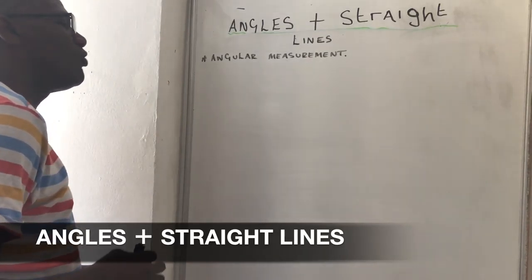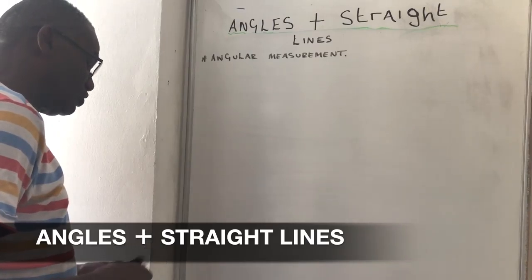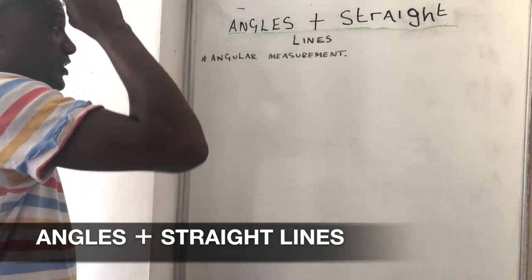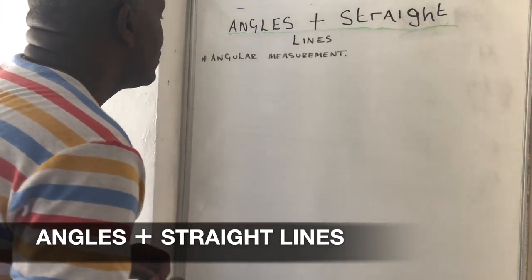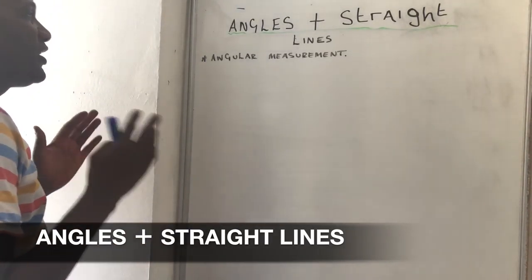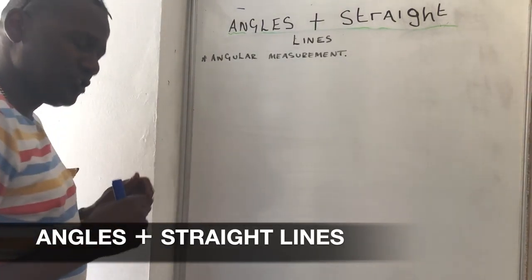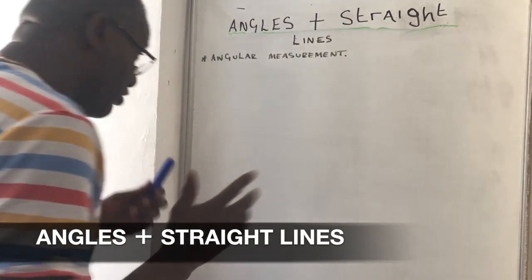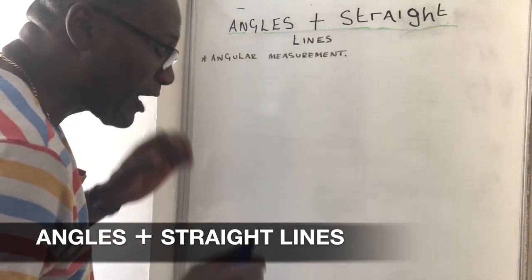This is something that causes a little bit of a problem with some of our GCSE students when they're trying to work out degrees and the such. So I'm going to focus today on an area within angles and straight lines, which is angular measurements. Okay, so first thing I'm going to do is put a question on the board, and then we will look at how we resolve it.